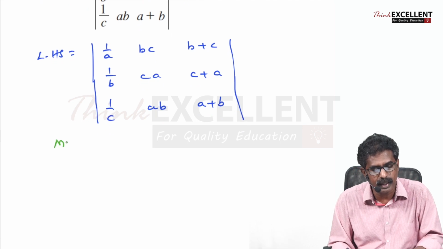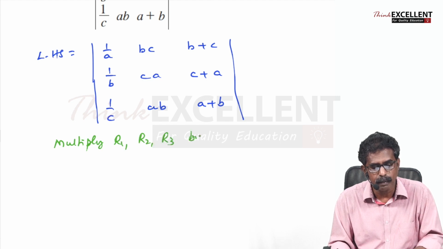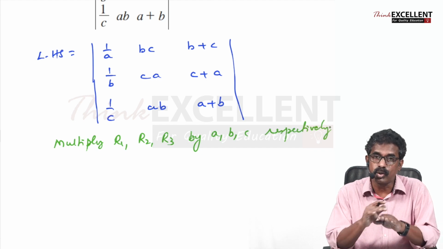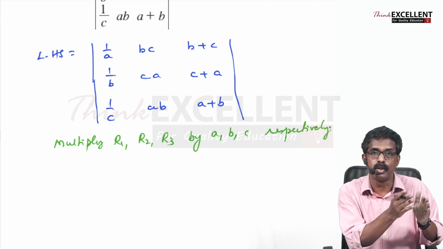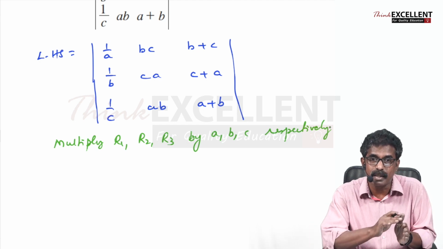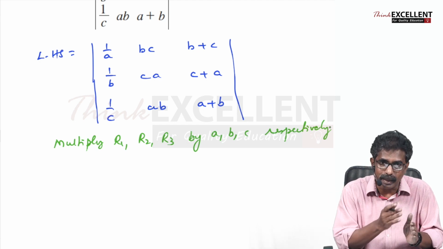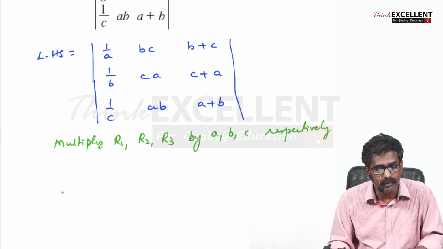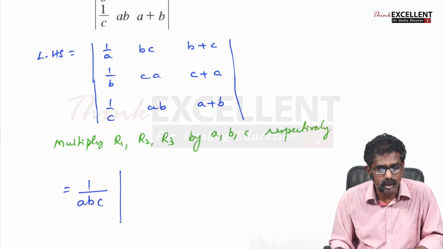Okay, so multiply R1, R2, R3 by what? A, B, C respectively. Meaning first row you multiply by A, outside you put 1 by A. Second row multiply by B, outside you put 1 by B. Same way third row by C, outside 1 by C. So everything together, outside you write 1 by ABC. Hope you understood.